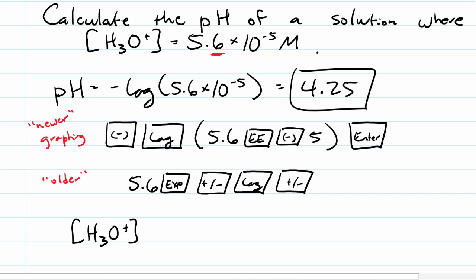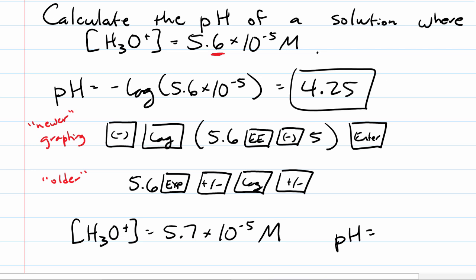It has 2 significant figures. So the uncertain digit is the 6. So we're going to change that uncertain digit to a 7. So we're going to say now we have 5.7 times 10 to the negative 5th molar. So now if we have 5.7 times 10 to the negative 5th molar, let's go ahead and calculate the pH using this.